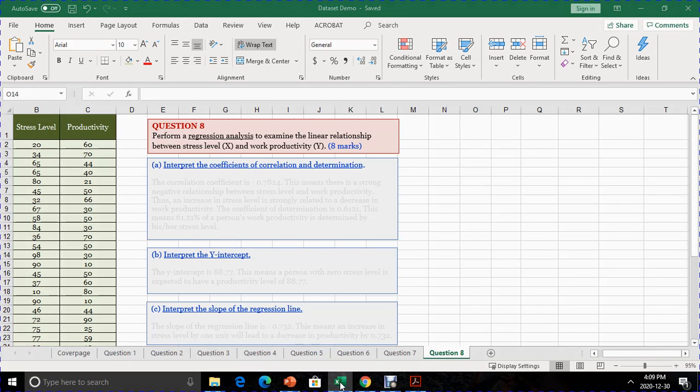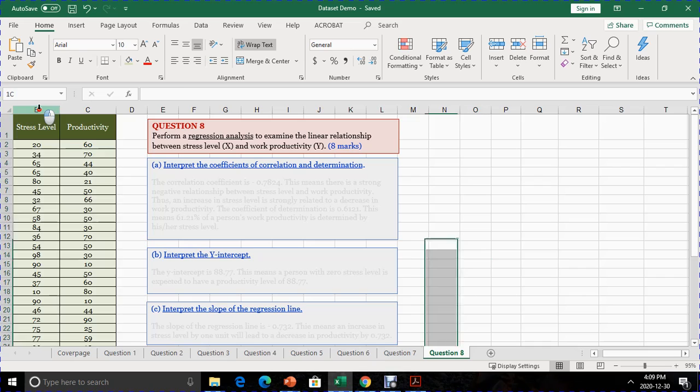In this presentation, we are going to take a look at how we can perform regression analysis. A regression analysis is a method that we tend to use to examine linear relationship between two numerical data. An example of which we have here.